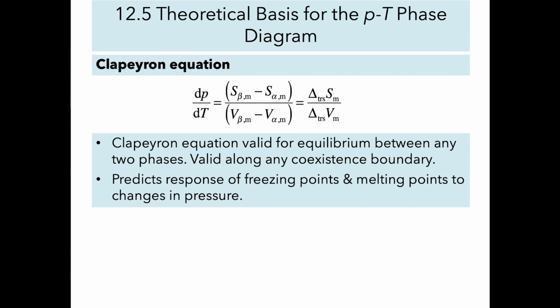Now, what the Clapeyron equation is telling us, right? It's valid for the equilibrium between any two phases. It's valid along that coexistence boundary. It tells us where the coexistence boundary is, right? It predicts then the response of freezing points and melting points to changes in pressure.